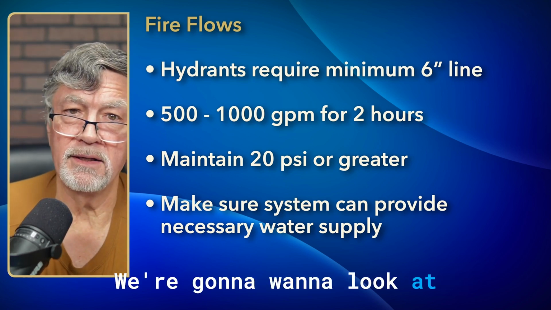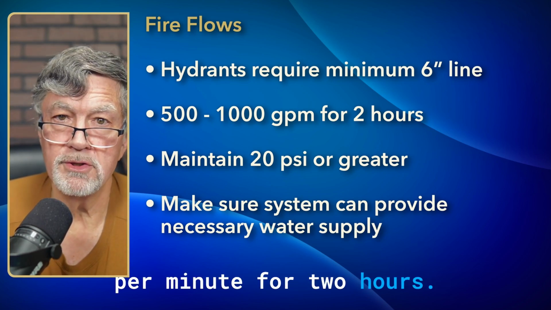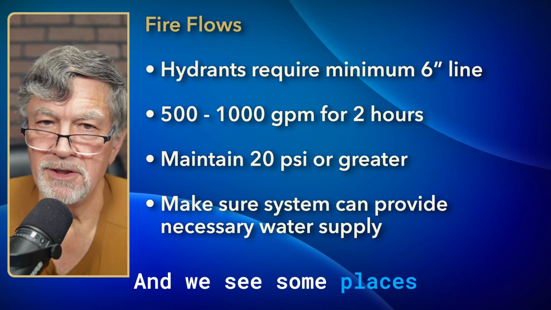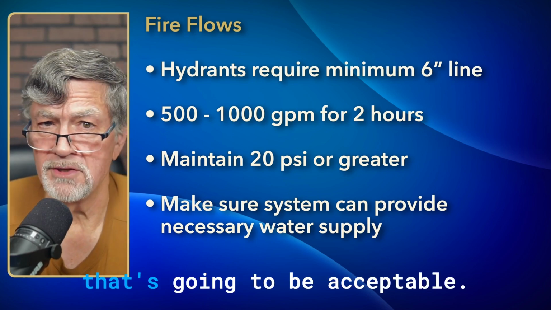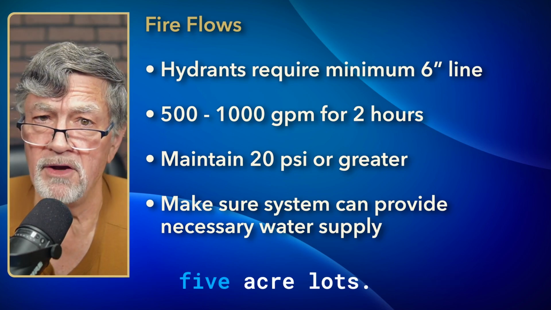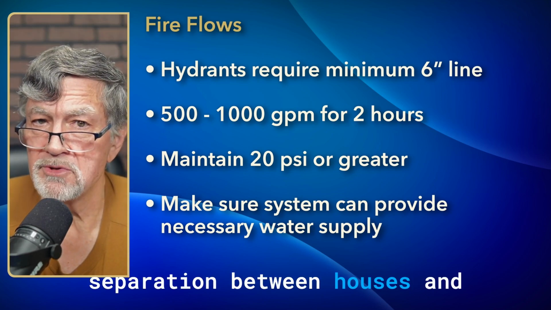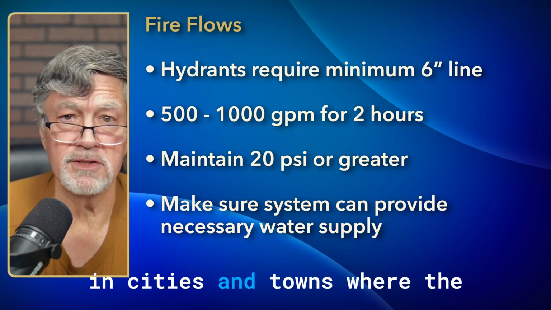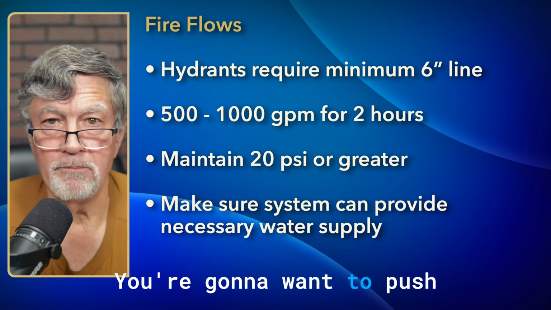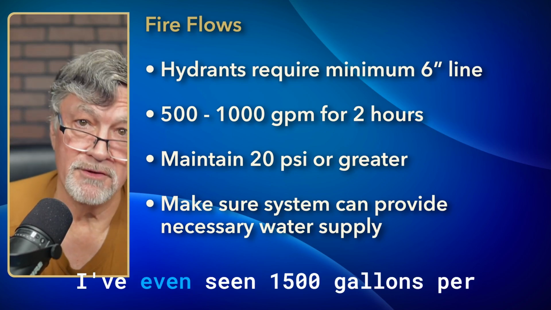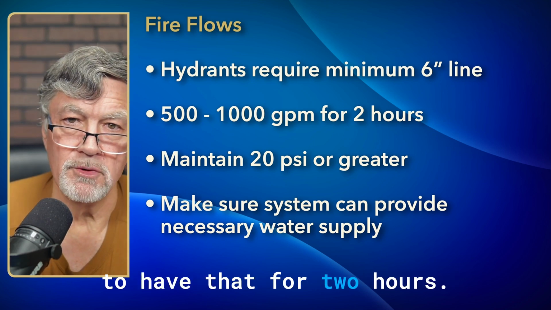We're going to want to look at 500 to 1,000 gallons per minute for 2 hours. And we see some places where 500 is the minimum. Generally in rural areas, that's going to be acceptable, where you may have 5-acre lots and a bigger separation between houses. In cities and towns where the houses are closer together, you're going to want to push up closer to that 500. I've even seen 1,500 gallons per minute. And you probably want to have that for 2 hours.